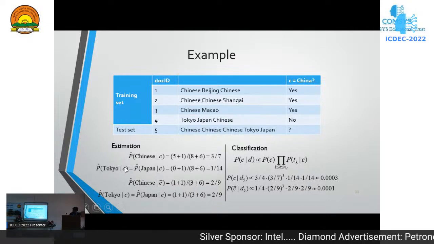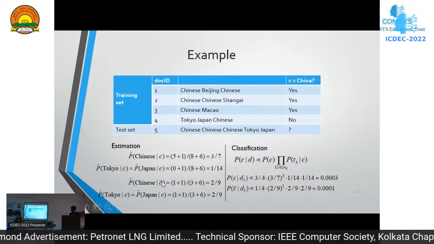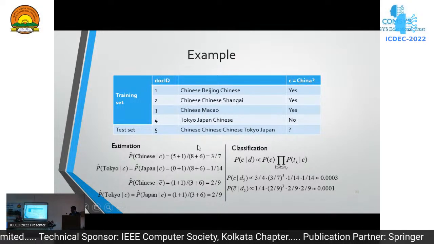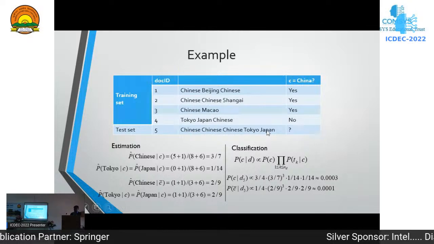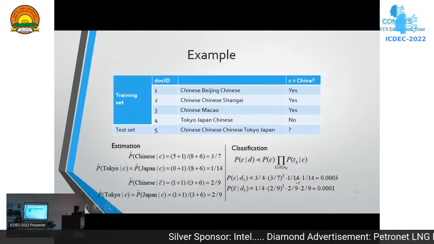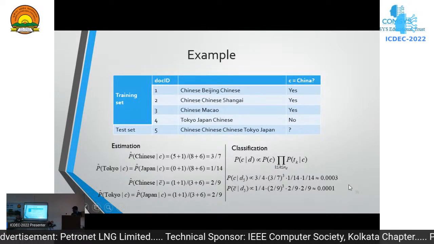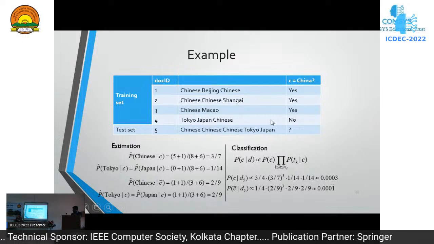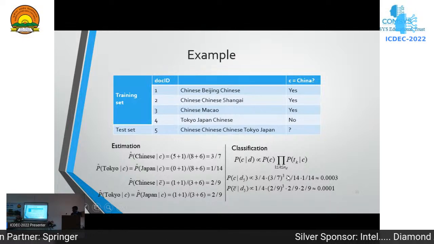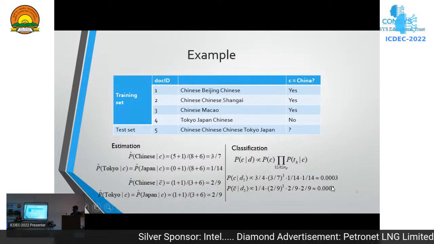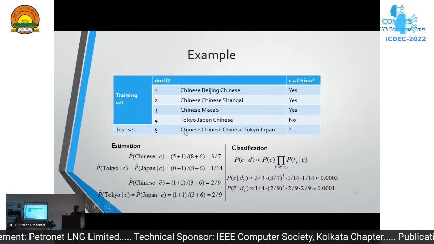Now for Tokyo being in a Chinese document, and the word Japan in a Chinese document, I found some probability here. Now the word Chinese in a non-Chinese document, I found some probability here. Once I find these probabilities, I identify this particular document which has the words Chinese, Tokyo, Japan. Here I find a very interesting result: the probability in the first case is 0.0003, but in the second, the probability of not being Chinese is 0.0001, which means the probability of being Chinese is higher than the one which is not. Thus, we can conclude that this particular document number 5 is almost certainly a Chinese document.